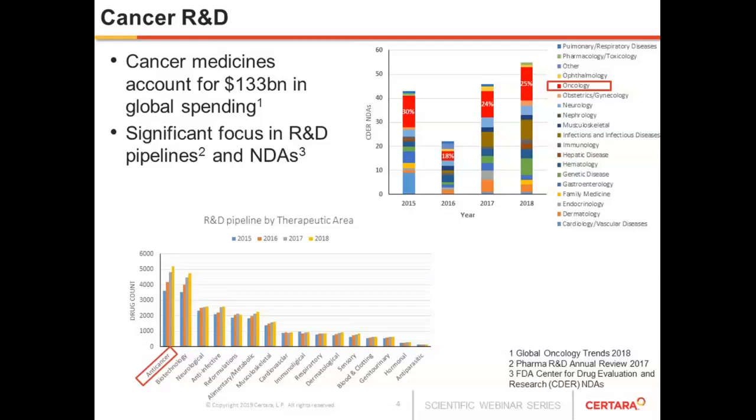If we move over to the other graph, what you'll see is that in terms of novel drug applications, oncology is the largest in that field across the same 4 years. So the point essentially is there's lots of work going on in terms of R&D in oncology, and essentially what we're going to cover is how we can potentially use PBPK in this kind of research and development.